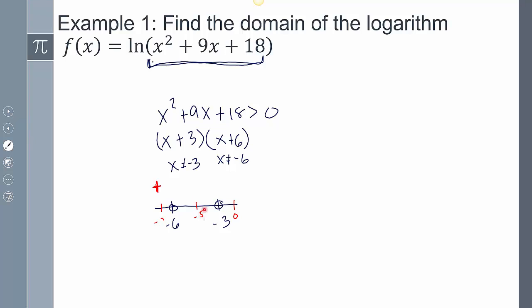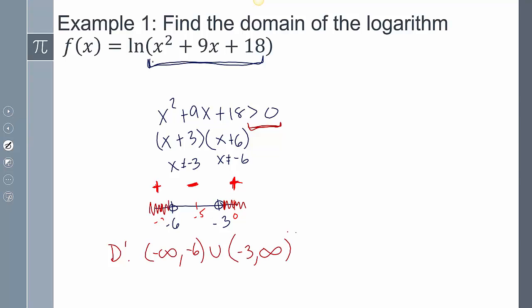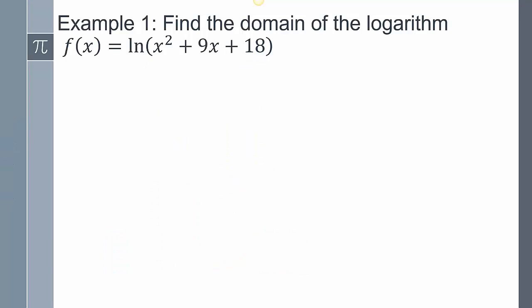If I plug in -5, a negative and a positive gives me a negative. If I plug in 0, a positive and a positive gives me a positive. Now the regions that represent my solution, because this says greater than 0, are the positive ones. So there's my solution, there's my solution. And so my domain is going to be from -infinity to -6, union from -3 all the way to positive infinity. And that's going to be my answer.